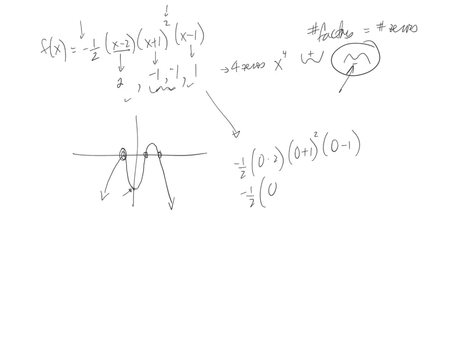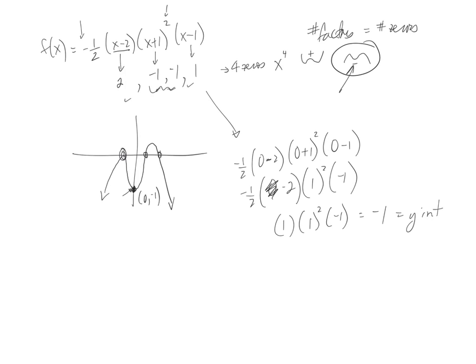Oh, no. 0 minus 2 is a negative 2. 0 plus 1 is 1 squared. This would be negative 1. Okay, so negative 1/2 times negative 2 would be a positive 1. And then I still have 1 squared and a negative 1. 1 squared is 1, 1 times 1 is 1, 1 times minus 1 is a minus 1. So that's what my y-intercept is. So that point right there is (0, -1), that's the y-intercept.